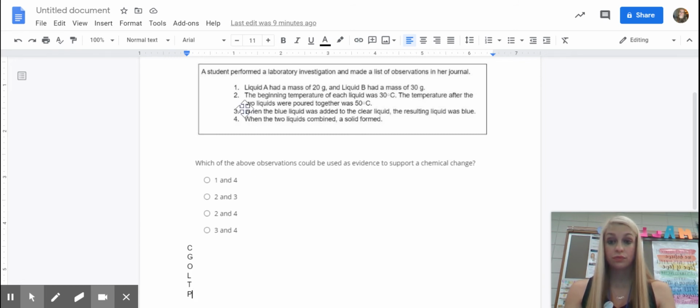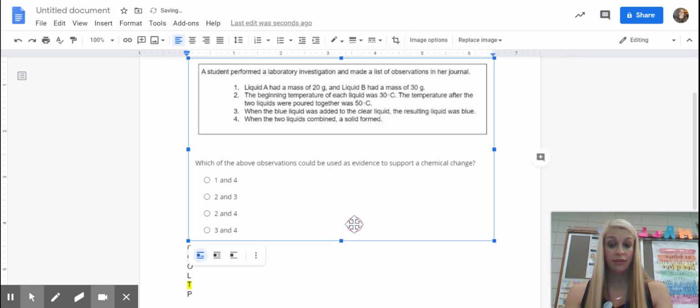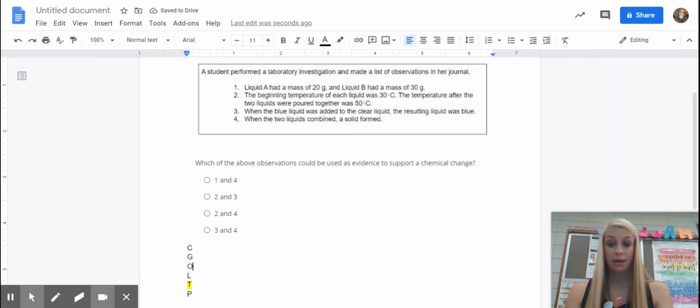Okay, number 2. The beginning temperature of each liquid was 30 degrees. The temperature after the 2 liquids were poured was 50 degrees. So I would go through my entire City Girls again. If it started at 30 degrees and was raised to 50 degrees, then yes, I do have evidence of a chemical reaction because I had a temperature change. So observation number 2 is a chemical reaction. Now I would eliminate D because it doesn't have 2 as an answer choice. So now I know it can only be B or C.